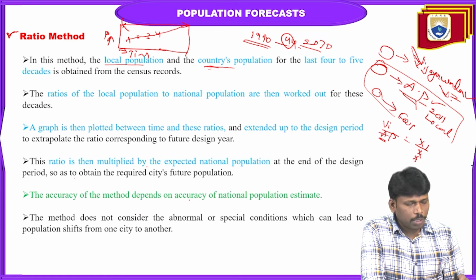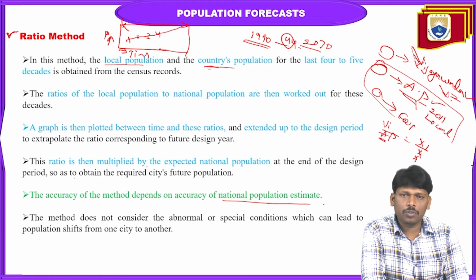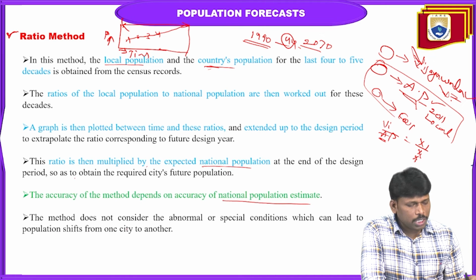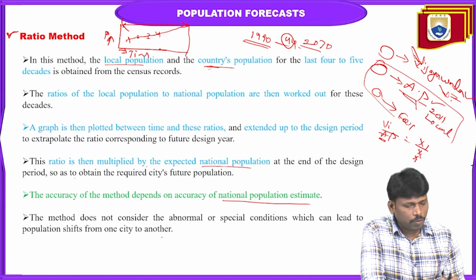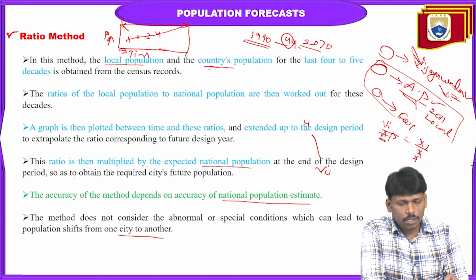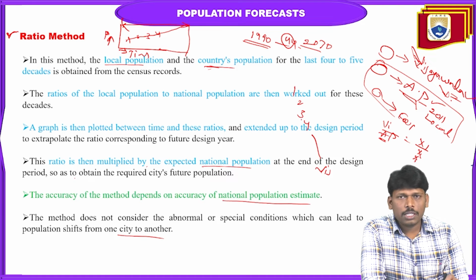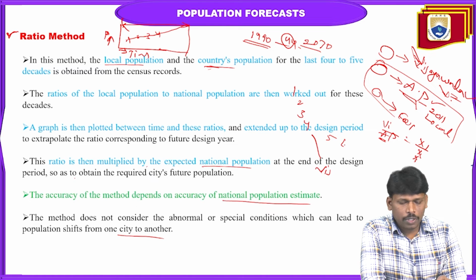So the accuracy of this method depends upon the national population estimation. Obviously, because after getting these ratios we are multiplying with the national population, our answer depends upon the accuracy of the national population only. And the method does not consider abnormal or special conditions which can lead to population shifts from one place to another. Because if you consider Vijayawada as we did here, for the last 4 decades we took the census population, but we are calculating for the 5th and even the 7th decade. There is a 30 years difference.